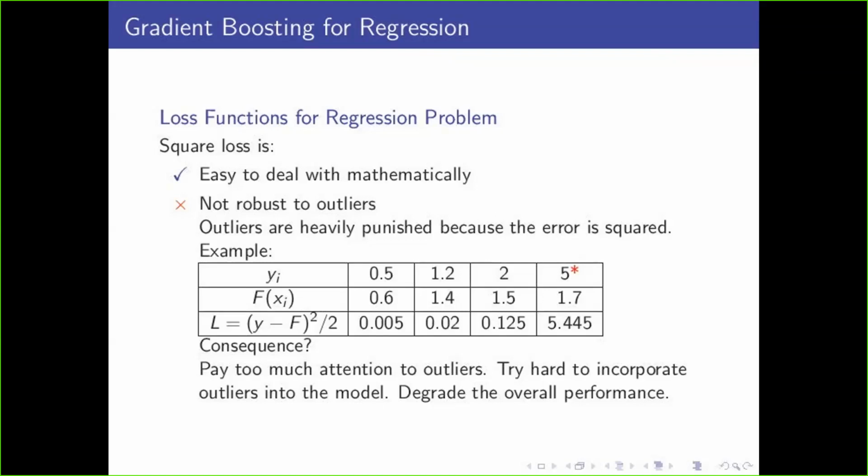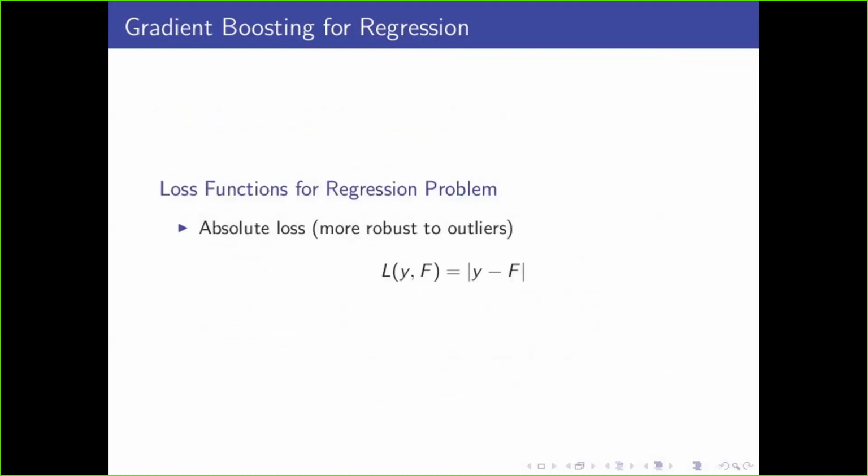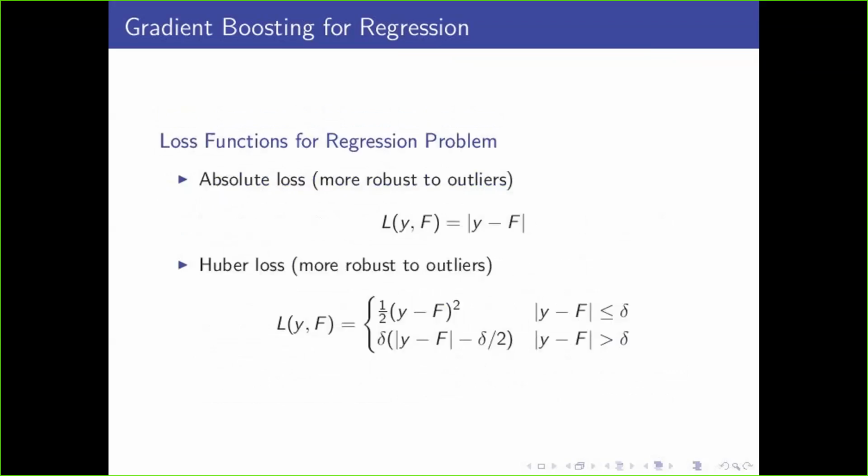So how to handle this? That is why we need alternative loss functions, like the absolute loss, which is more robust to outliers, or the Huber loss. This applies squared loss if the difference is less than a certain threshold, otherwise some function of absolute loss when the difference is greater than the threshold. Now we'll see the same example with the absolute loss and the Huber loss as well.